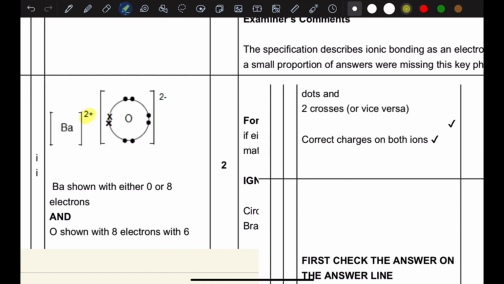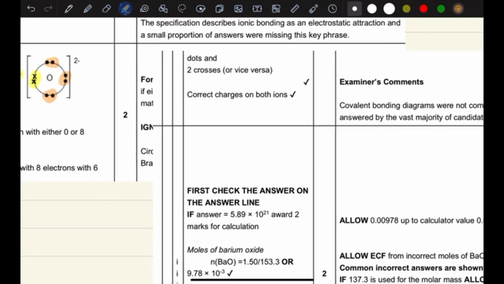Oxygen, I see, is in group 6. So it wants to gain 2 electrons. So I'll take the 2 electrons from barium, and then the rest of its electrons are going to be from itself. And that's how we're going to draw that dot and cross diagram. If you need to do that, do a recap of GCSE if you need to remember that.